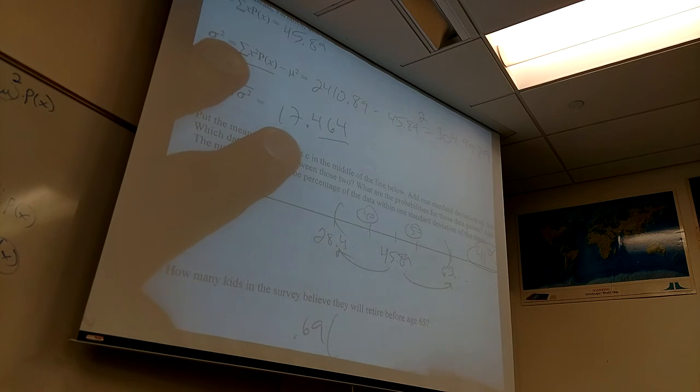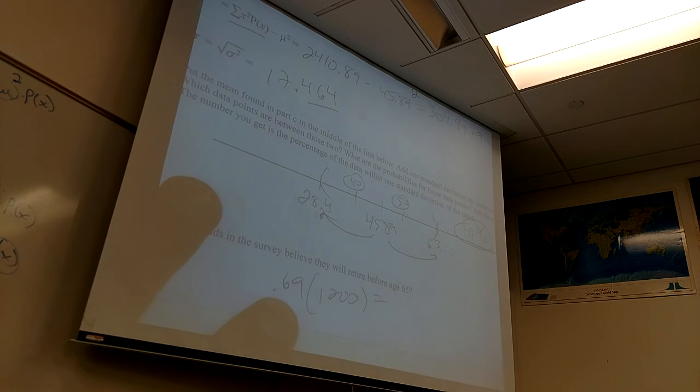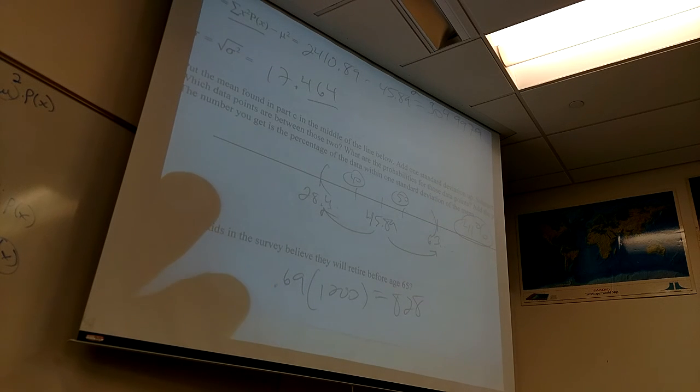And how many kids are there? 1,200. How do you know that? So first thing I said, 69% of 1,200 kids, and whatever that is. Oh yeah, that's right. So 828. Yeah. I like it.